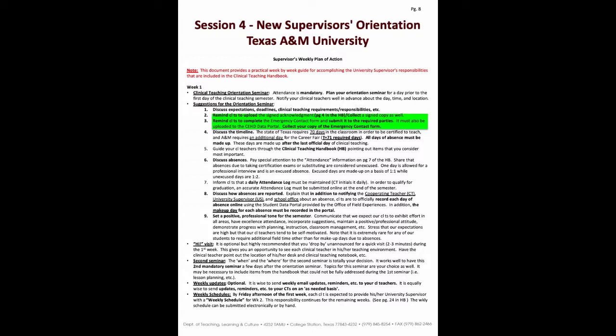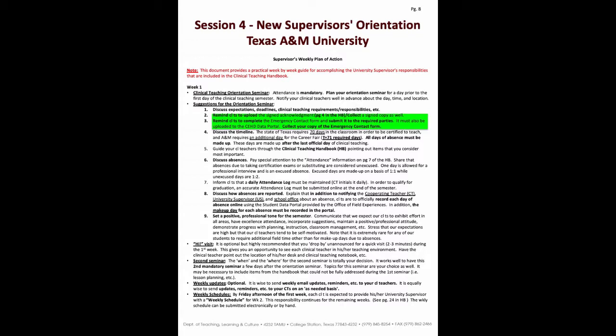Week 1 includes miscellaneous information about the orientation seminar for clinical teachers, along with suggestions of what to discuss or emphasize during the seminar. Remember, you're setting the tone for this semester. Be specific with your expectations, the deadlines, the requirements and responsibilities, etc. Some of these have been listed below.